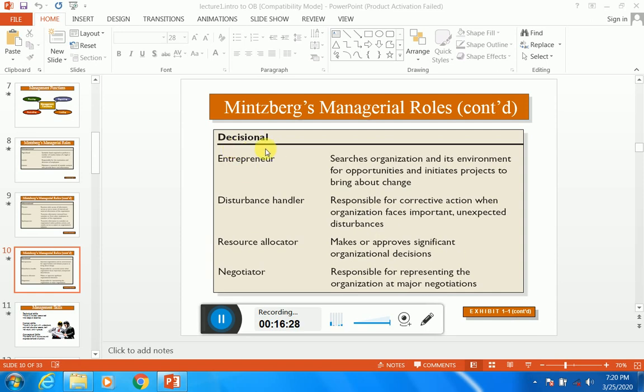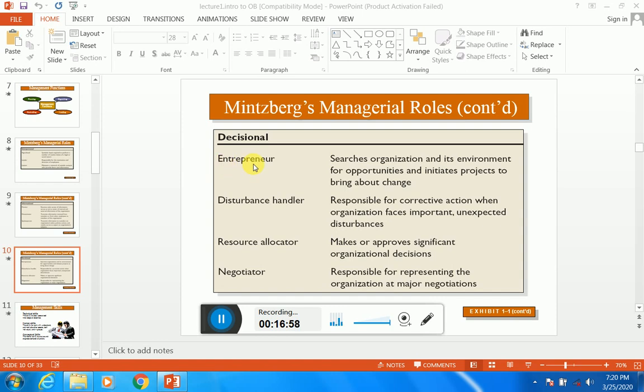Next thing, decisional role. Decisional role by itself simply means decision oriented role. Now decisional role is basically categorized into 4 different categories. Number 1, that is entrepreneur. Now what is entrepreneur? Simply, entrepreneur managers initiate and oversee new projects that will improve the organizational performance.